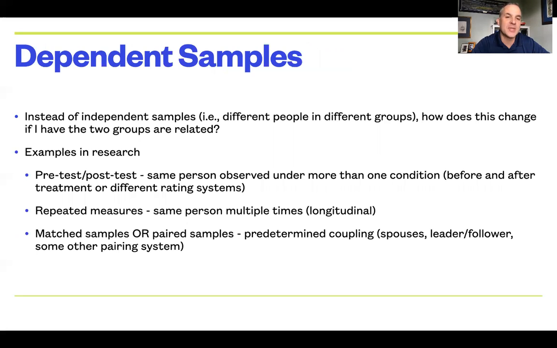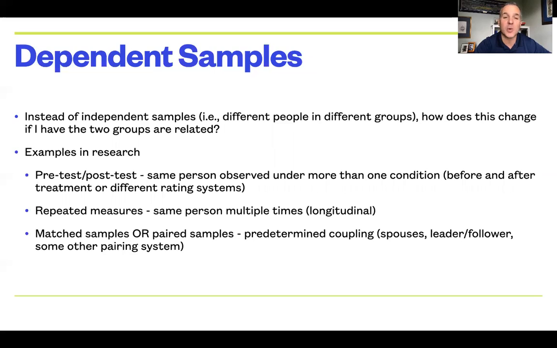So, for instance, if I do a pre-test and post-test, the pre-test group is related to the post-test group because of the same people, right? We're observing the same people under different conditions. So any particular participant is actually part of both of these groups, and so they are related in some way. They're no longer independent of one another. And we use this in two ways.